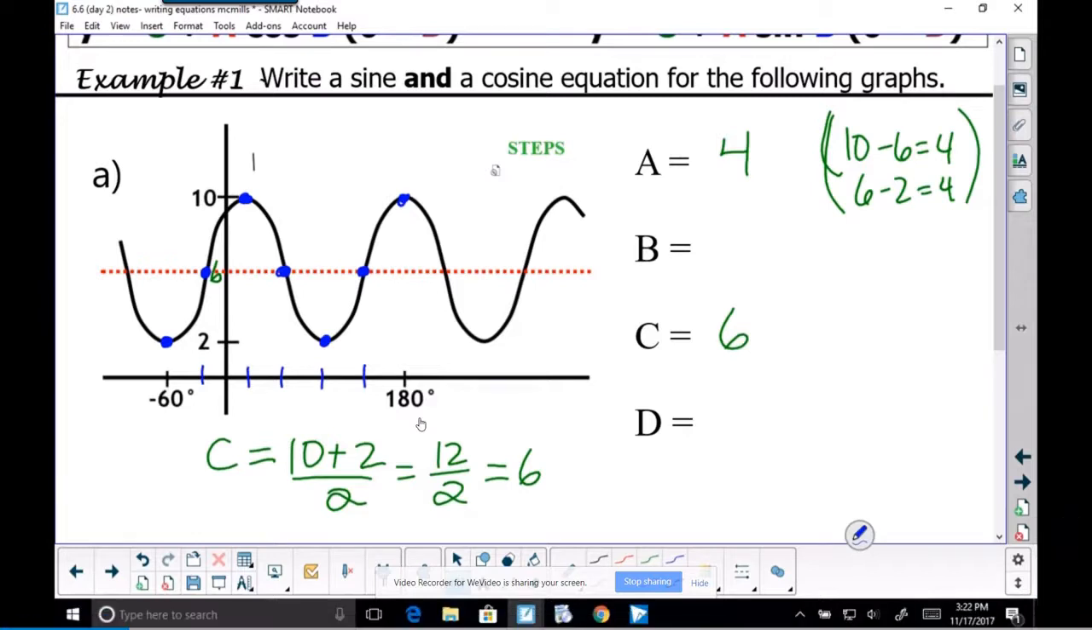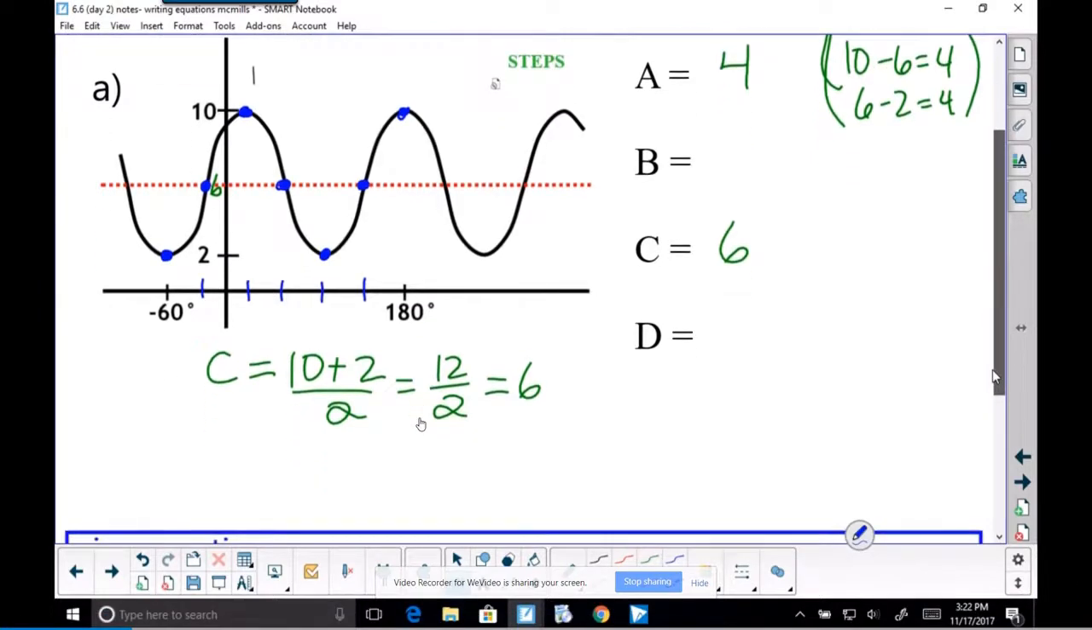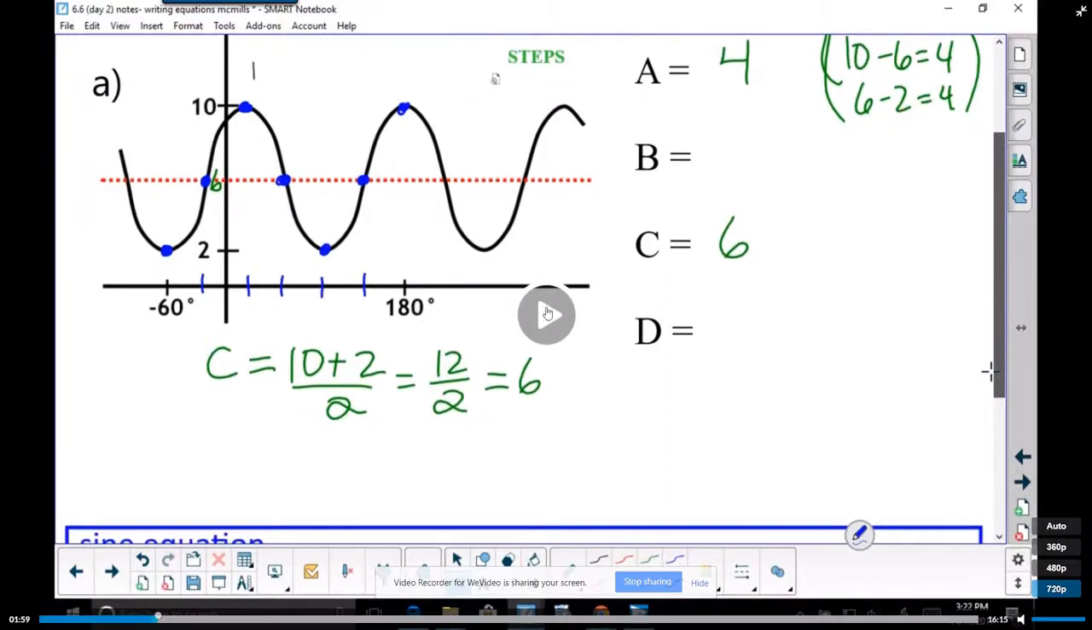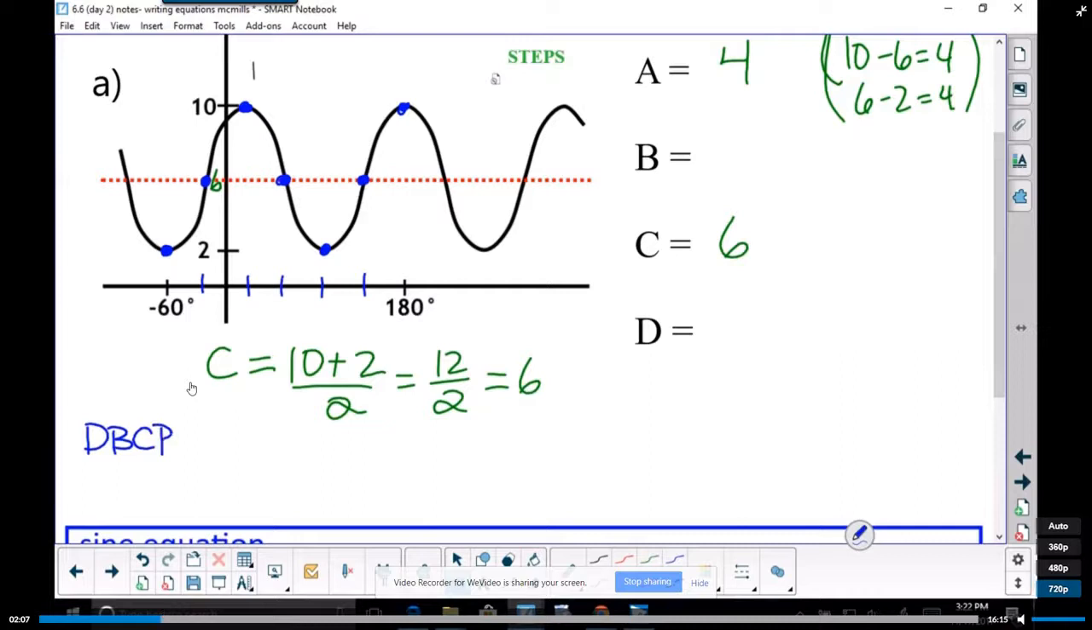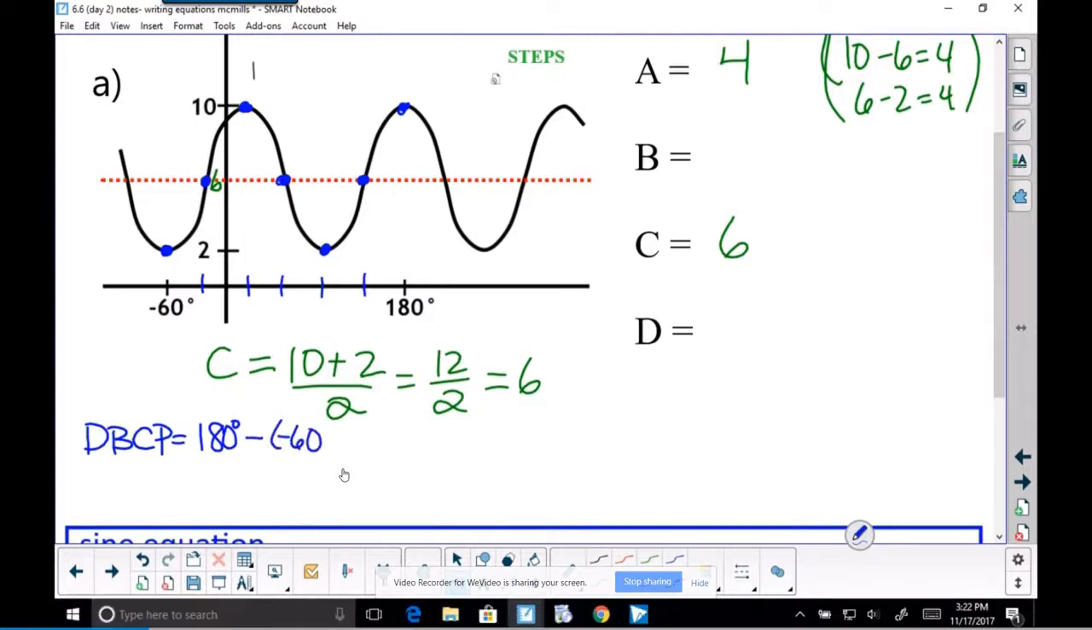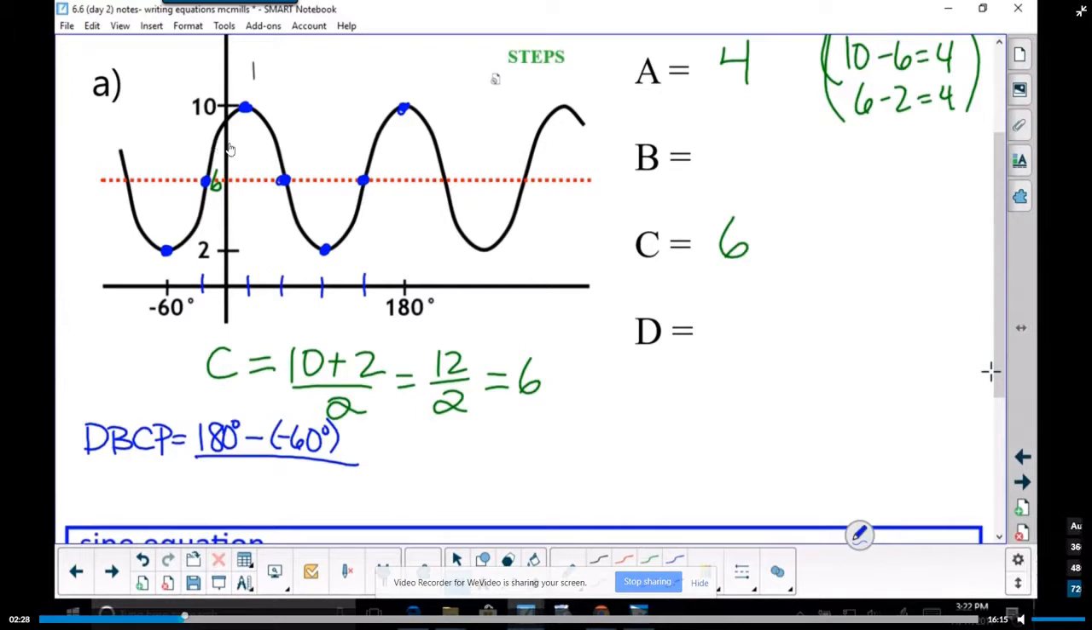And now we can start figuring out the distance between critical points. So what you want to do is take 180 degrees and subtract negative 60 degrees. So the distance between critical points is going to be equal to 180 degrees minus negative 60 degrees. And then we're going to have to divide that difference by the number of intervals between all your critical points. There are 1, 2, 3, 4, 5, 6, 7 critical points. So there are actually 6 spaces in between them. So we have 1, 2, 3, 4, 5, 6 spaces.